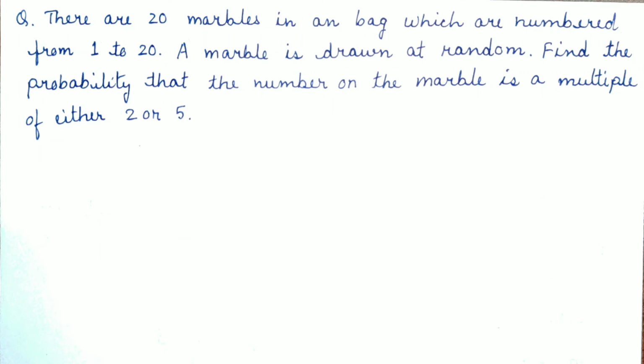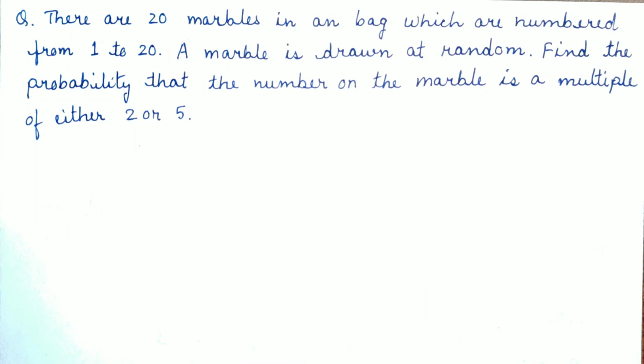There are 20 marbles in a bag which are numbered from 1 to 20. A marble is drawn at random. Find the probability that the number of the marble is a multiple of either 2 or 5. So here, first of all, total number of possible cases will be 20 because 1 to 20 marbles are there and each marble is given the number 1, 2, 3, 4, 5, 6 up to 20.